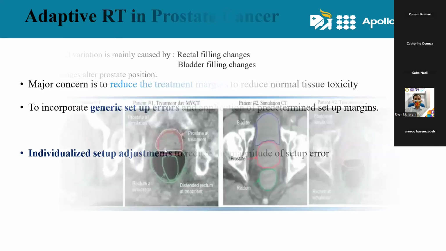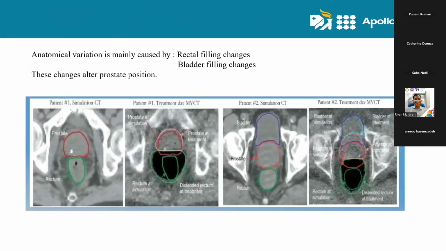In this case you can see the position of the prostate at the time of the CT simulation. This is the rectum, and the filling of the rectum. But after a day of treatment, you can see the prostate has fallen into the rectum area, and the condition of the rectum is completely changed. So rectum filling changes and bladder filling changes alter the prostate position, which causes underdosing to the prostate, the target area, and overdose to the OARs.